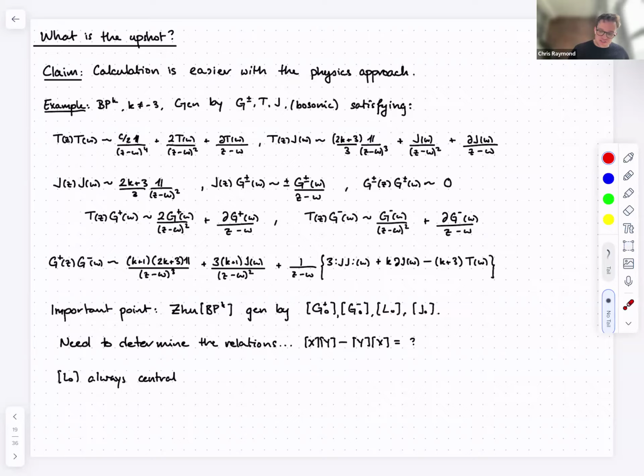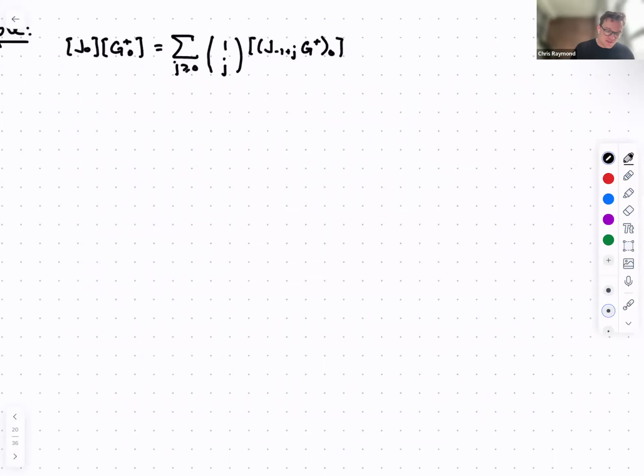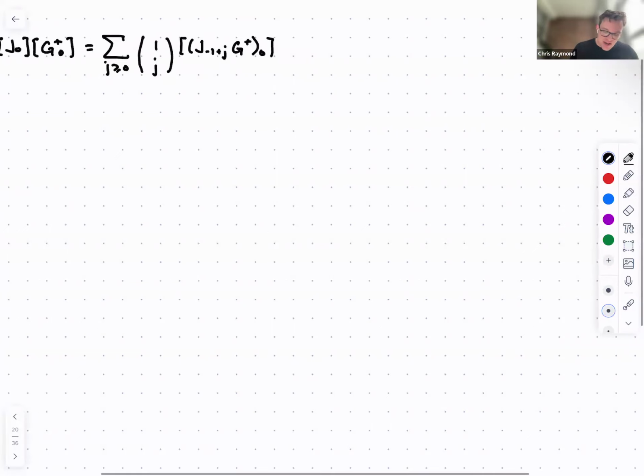All right, so let's try a quick calculation. Now we're doing math live, so things can always go wrong. But let's say I wanted to calculate in this Zhu algebra what the product of J0 and G plus 0 is. Well, I take my product from before, and now I have some expression like this. Thankfully, the binomial saves us a lot of space. So here I can write something nice down.